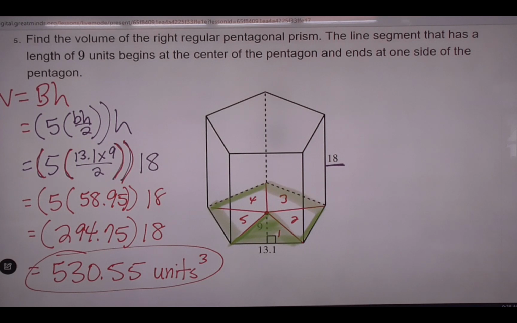So finding the area of the base first, you multiply it times the height. Any other questions on this one?